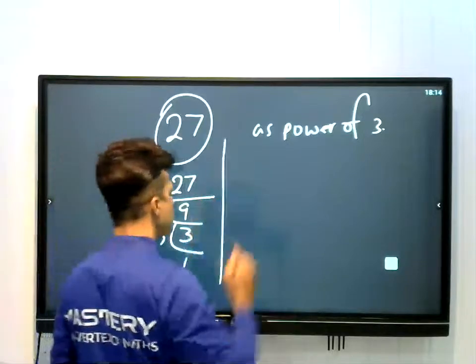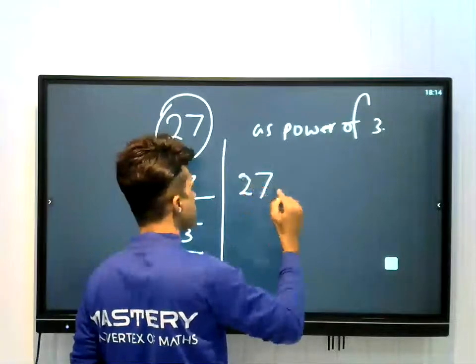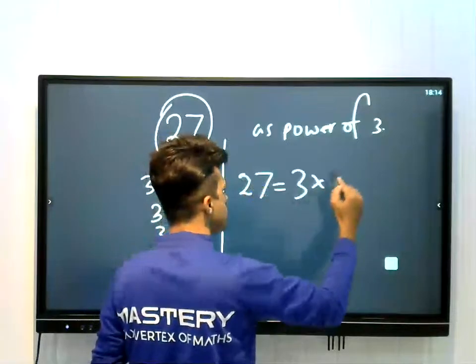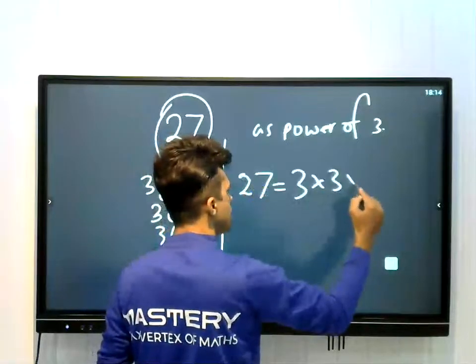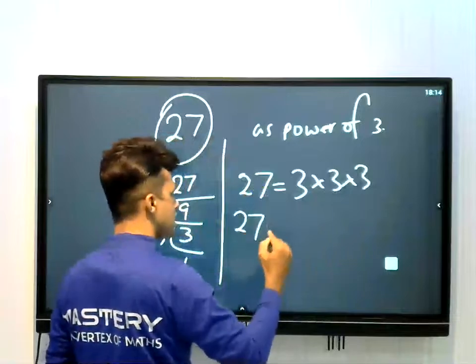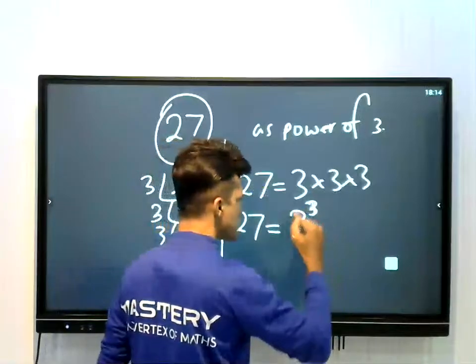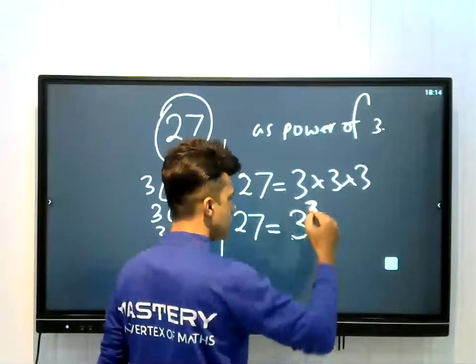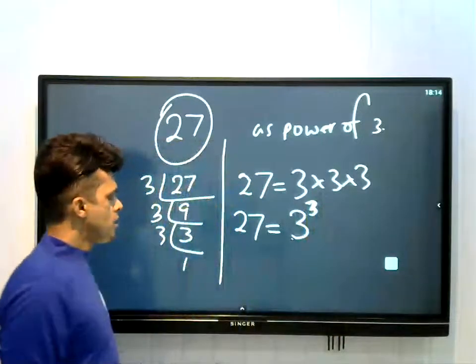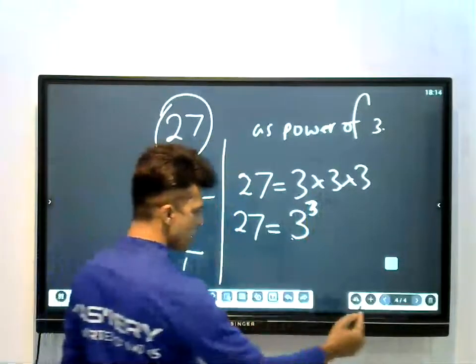So 27 equals 3 into 3 into 3. So 27 equals 3 to the power 3. Here you know that the base is 3 and the index is also 3. So let's do another one of this type.